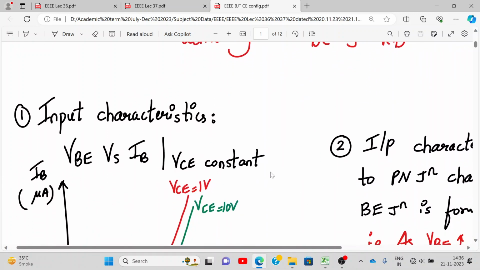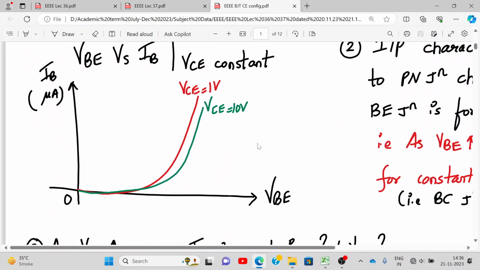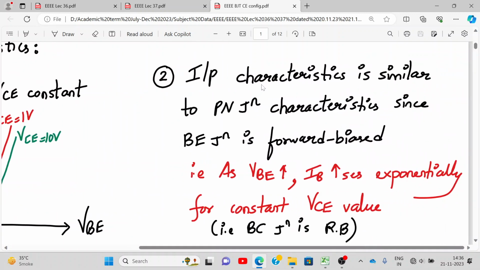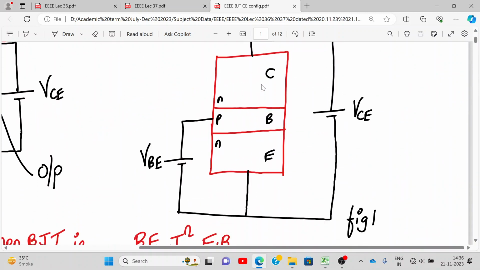Now, let's go to the characteristics. I think this is the characteristics, right? Which you have drawn just now. IB versus VB at a constant VC. Okay. Now, let us concentrate on the structure. Forget about collector and emitter. Only concentrate on the base emitter. Okay. Let me highlight this. Only concentrate on this circuit. So if you see carefully, VBE, here we have positive, here we have negative.